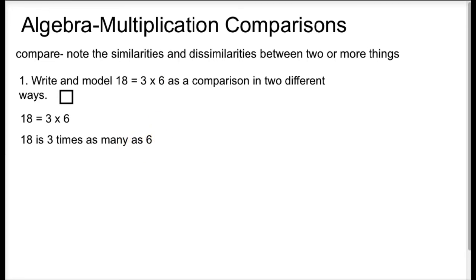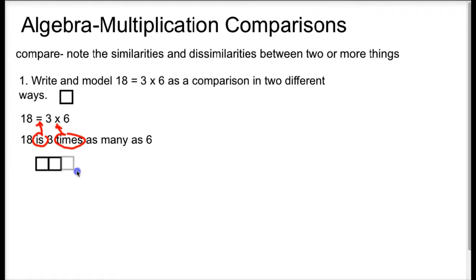If you remember from class today, we talked about how when we say the word is, we are referring to equals, and when we say the word times, we are literally referring to multiplication. So 18 is 3 times as many as 6. Now we're going to take this statement and put it into a model. We have two rows that we need to model, a top row and a bottom row.